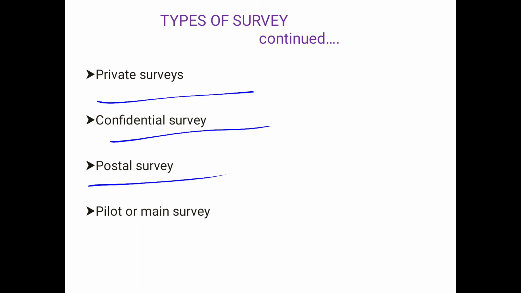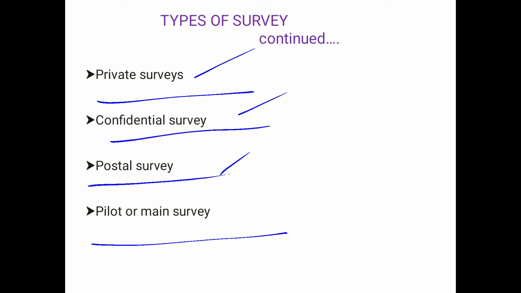Next point, postal survey. This is one of the most important data collection modes in social science survey research. The postal survey is a quantitative data collection method in which questionnaires are sent by post to potential respondents.